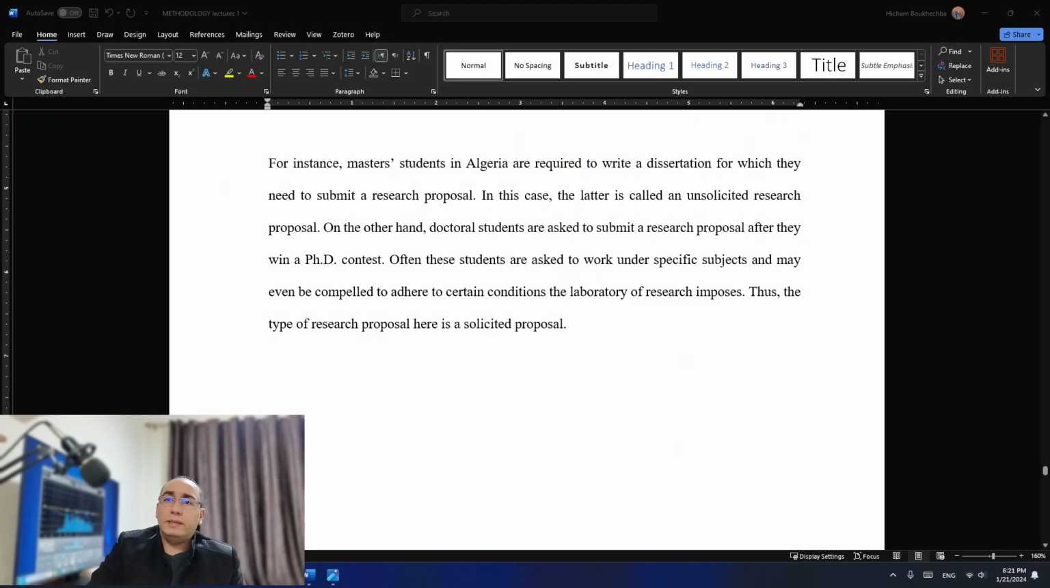Let's move on. I provided here an example. For instance, master students in Algeria are required to write a dissertation for which they need to submit a research proposal. In this case, the latter is called an unsolicited research proposal. On the other hand, doctoral students or PhD students are asked to submit a research proposal after they win a PhD contest. Often, these students are asked to work under a specific subject and may even be compelled to adhere to certain conditions the research laboratory imposes. Thus, the type of research proposal here is a solicited proposal.